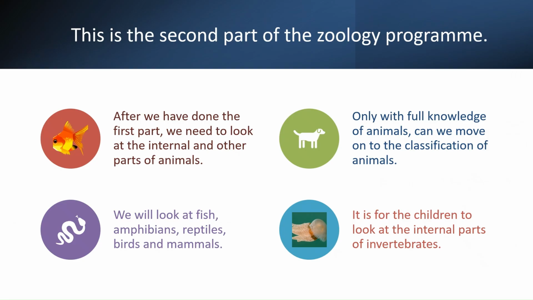This is the second part of the zoology program. After we have done the first part, we need to look at the internal and other parts of animals. Only with full knowledge of animals can we move on to the first classification of animals. We will look at fish, amphibians, reptiles, birds and mammals. It is for the children to look at the internal parts of invertebrates.